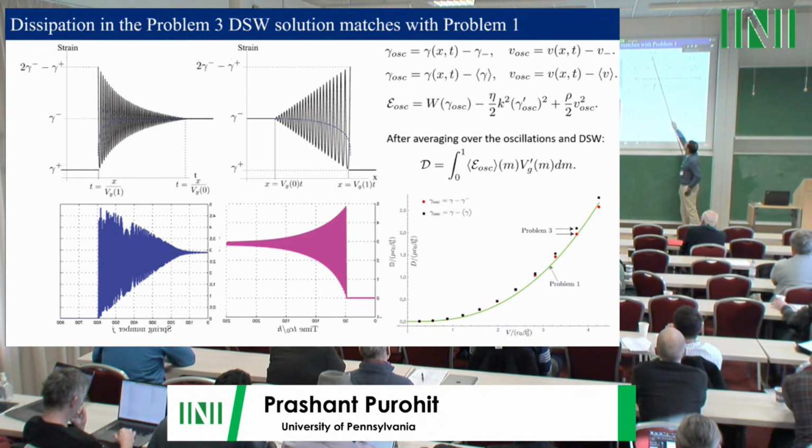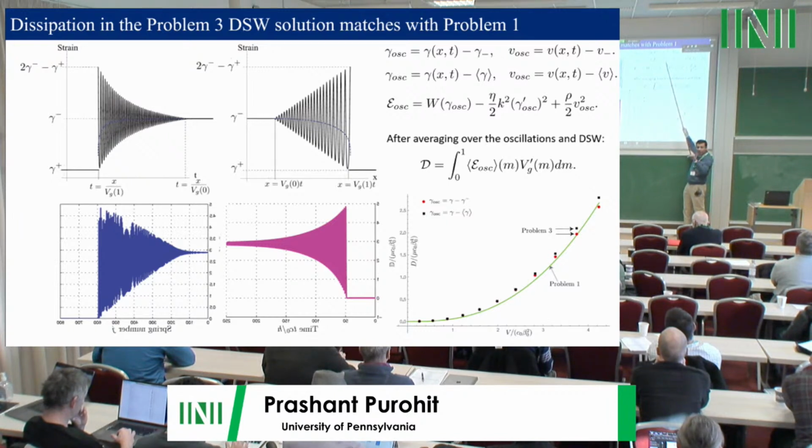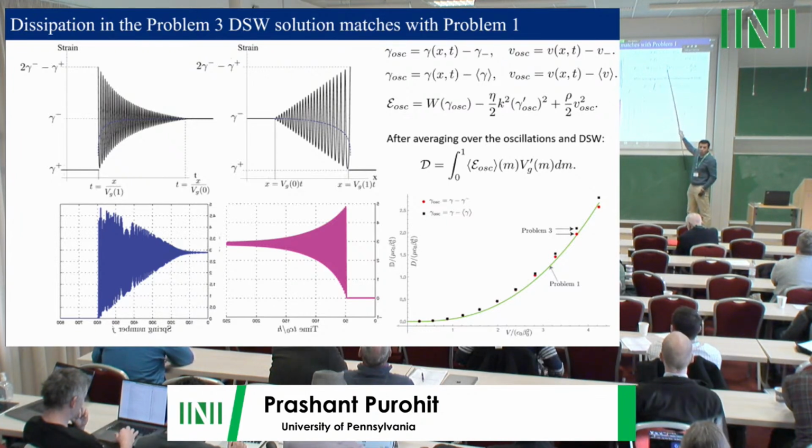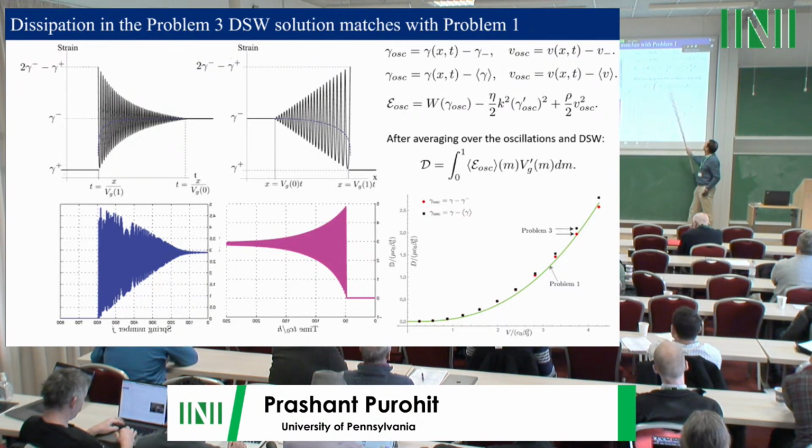But gamma oscillation can be written as gamma(x,t) minus gamma minus. Gamma minus, remember, is the strain far behind the dispersive shock wave, which can be obtained from the continuum problem or from the discrete problem. Or you can define gamma oscillatory as gamma(x,t) minus average value of gamma. The average value of gamma is not a constant. It is changing as a function of position. And then after you have all this, the E oscillation can be written in this way using the new augmented strain gradient type constitutive law for the stress and strain.